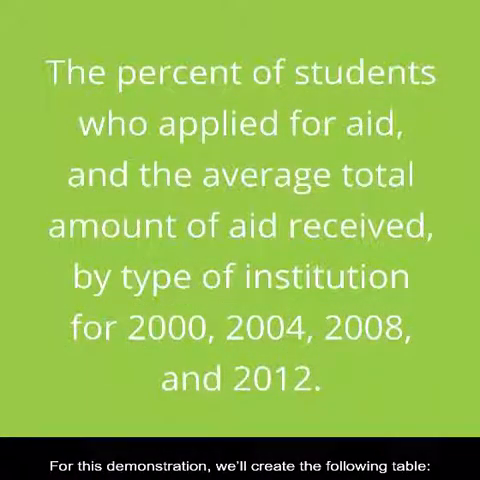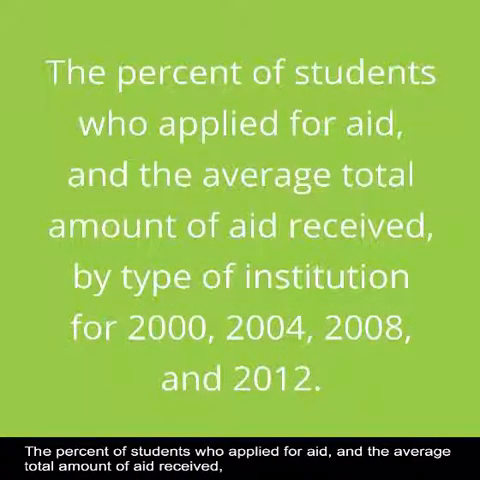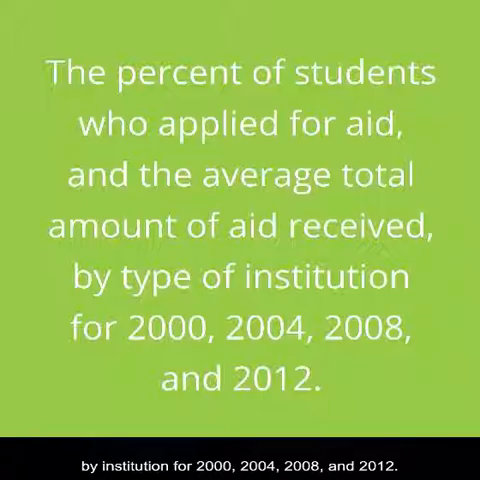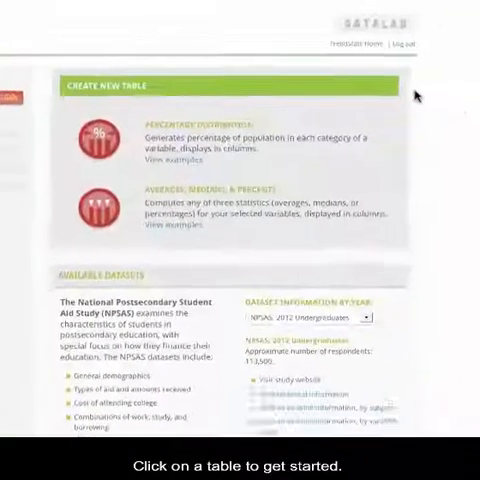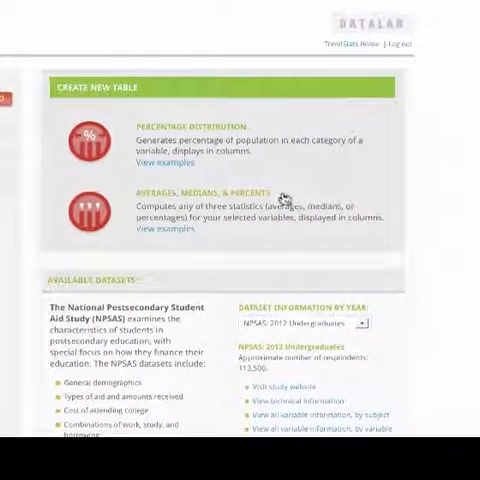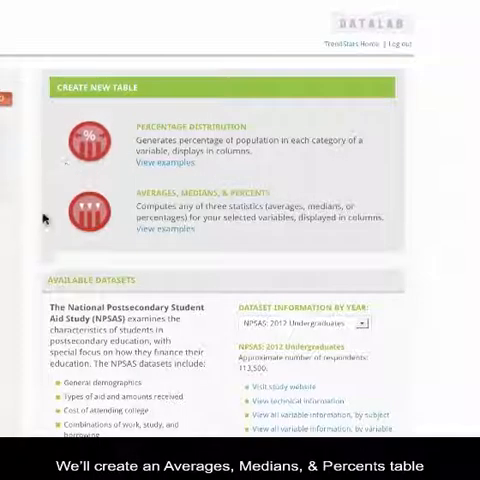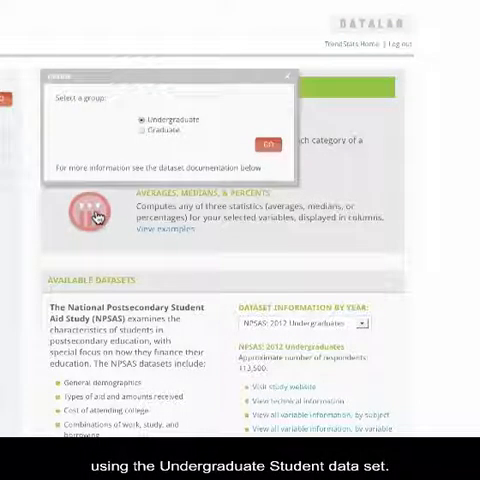For this demonstration, we'll create the following table: the percent of students who applied for aid and the average total amount of aid received by institution for 2000, 2004, 2008, and 2012. Click on a table to get started. We'll create an averages, medians, and percents table using the undergraduate student dataset.